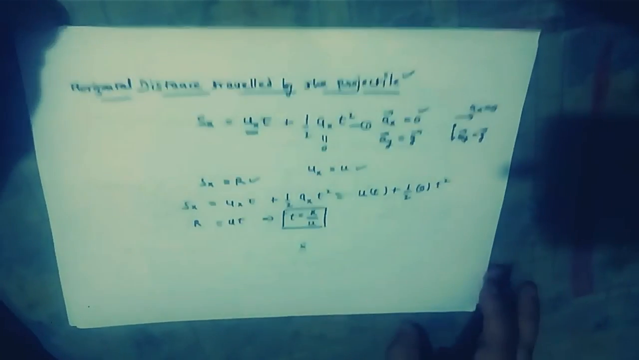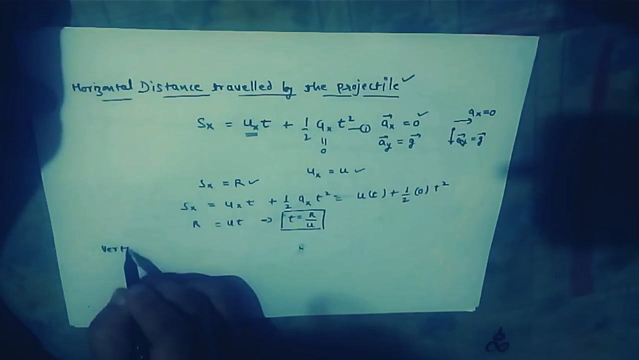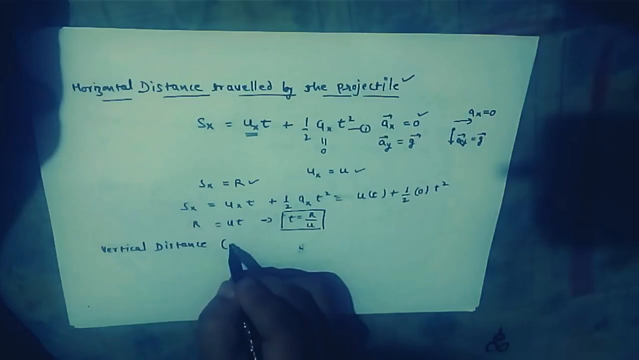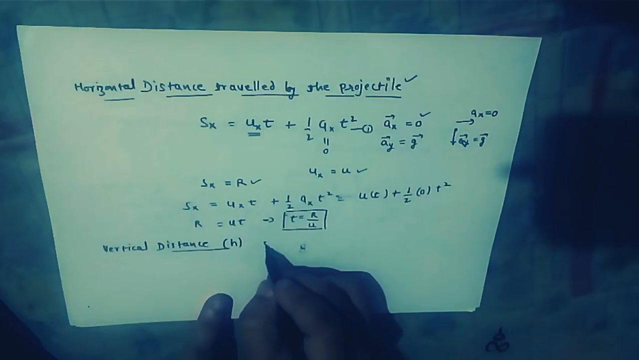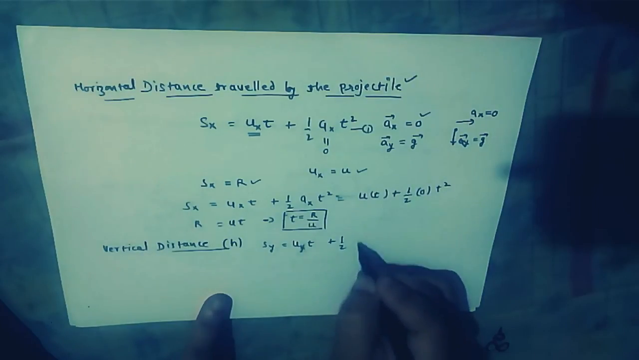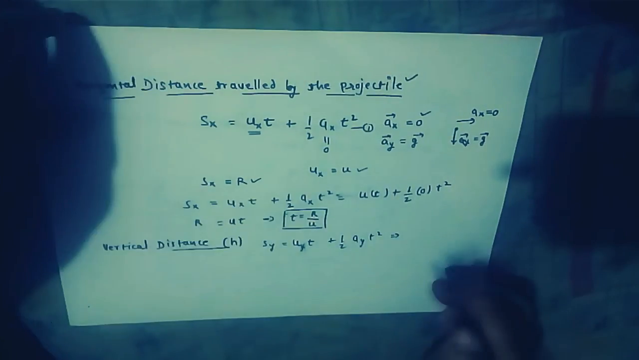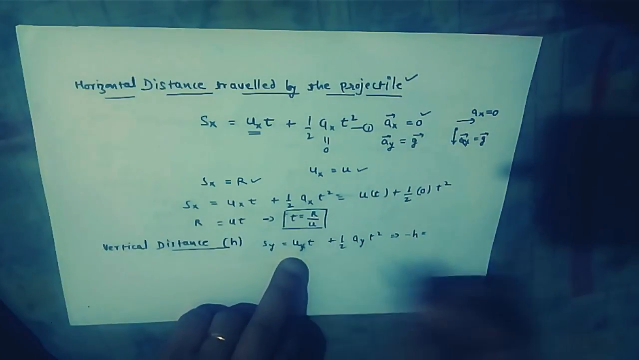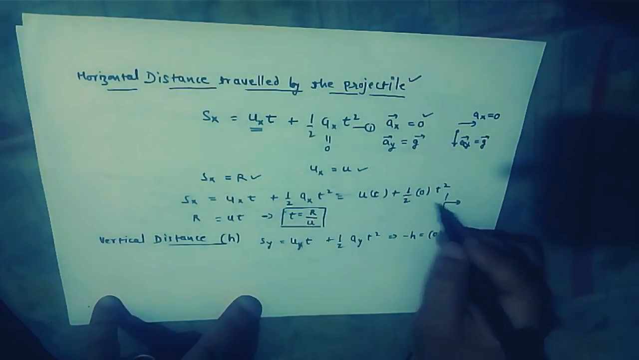Similarly, you can apply this along the y-axis. The vertical distance, we already know, is h. So that would be sy equals uy t plus half ay t square. In that case sy is minus h. Why is it minus? Because it is going downward. uy is 0 because initially the body was going in this direction, that was the initial velocity, which is u.